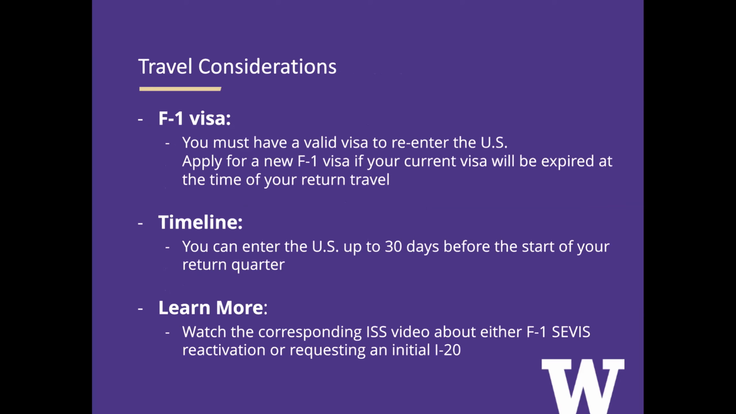Here are some additional travel considerations for returning F1 students. You must have a valid visa to re-enter the US. If your current visa will be expired at the time of your return travel, you should apply for a new F1 visa. If your visa and your passport will still be valid, you can use this visa to re-enter the US regardless of whether you're returning with Pathway A or B. Please keep in mind that you can only enter the US up to 30 days before the start of your return quarter. To learn more about the 2 pathways to return, you can watch the corresponding ISS videos.